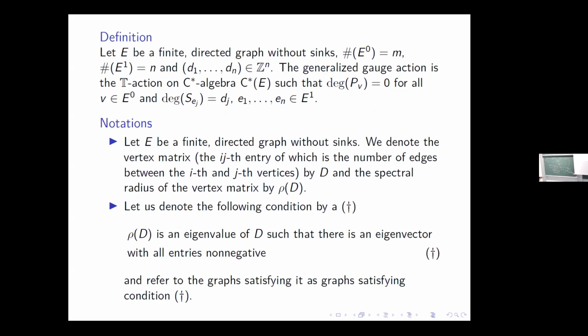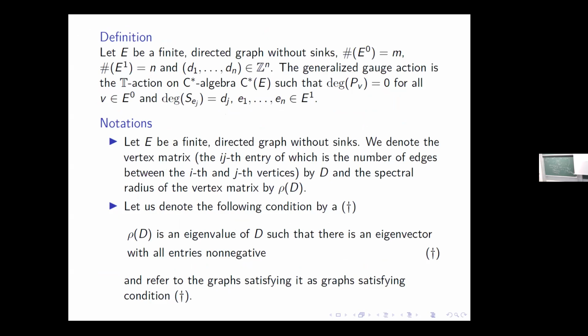Okay, so we now restrict the class a bit. So E is a finite directed graph without sinks. Sinks means that, fix a vertex V, it is called a sink if you take the set of all edges that start from V, S inverse of V, and that set is empty. So we would not want any sink. So I take E to be a finite directed graph without sinks.